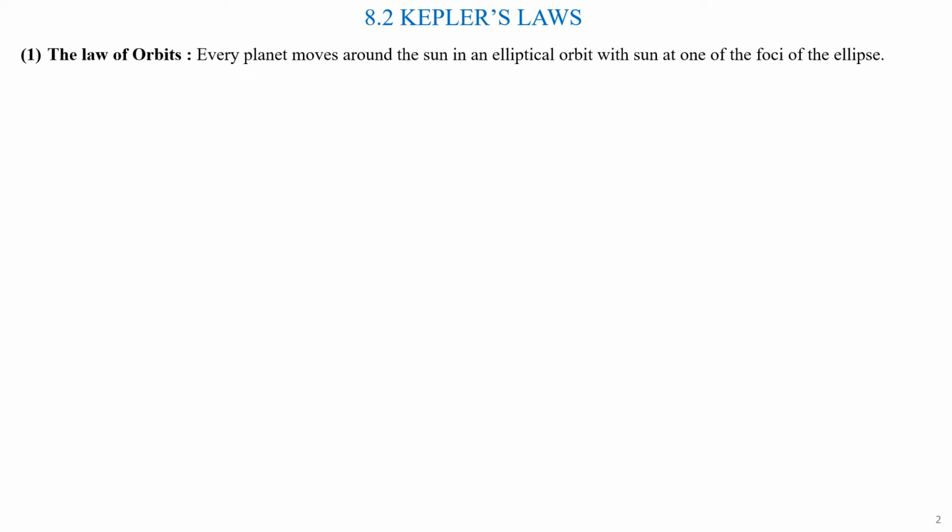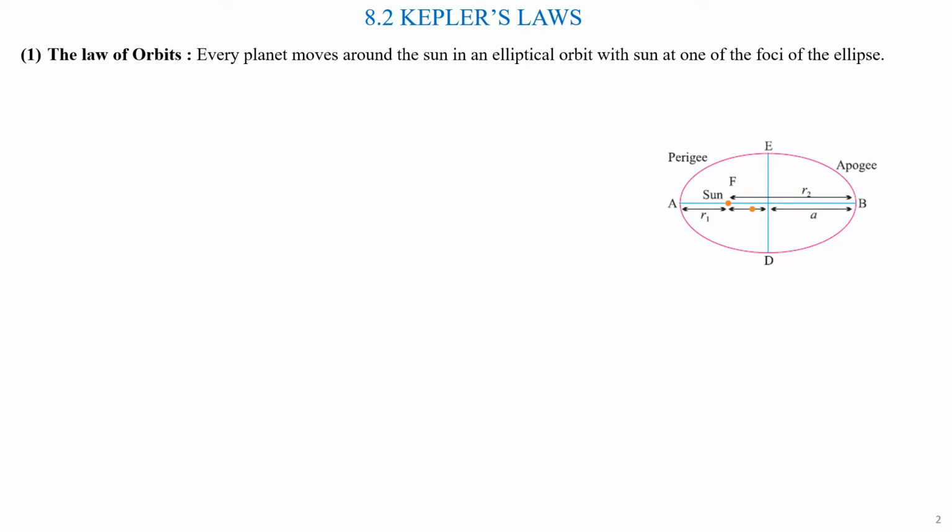Kepler's laws. There are three laws and we will study the first law, the law of orbit. Every planet moves around the sun in an elliptical orbit with the sun at one of the foci of the ellipse.